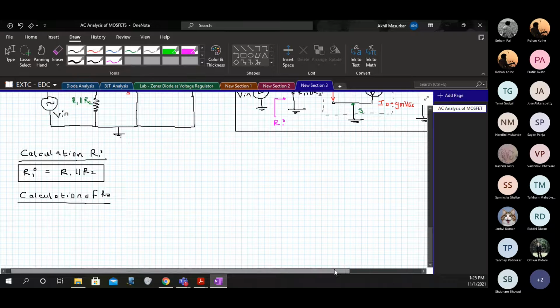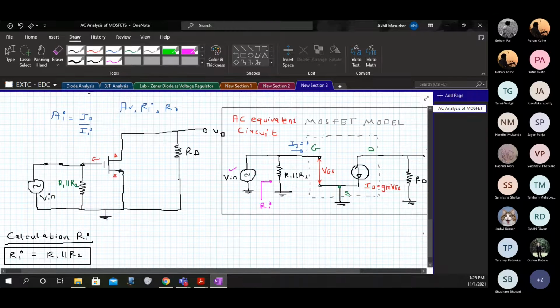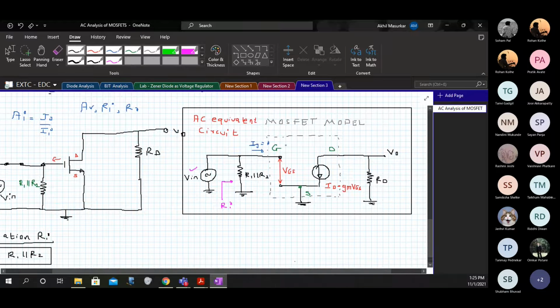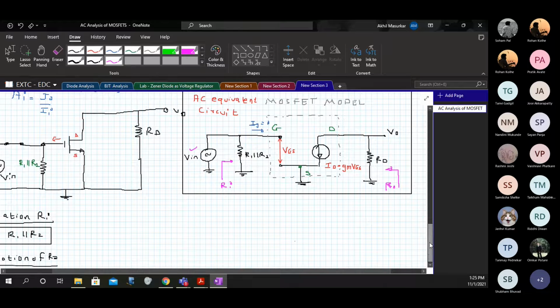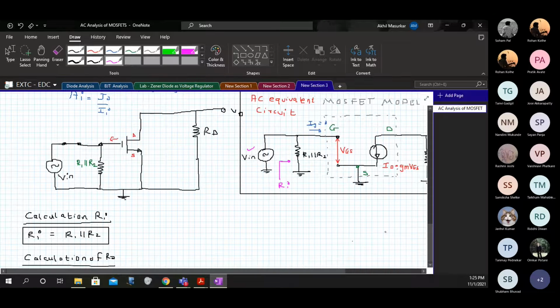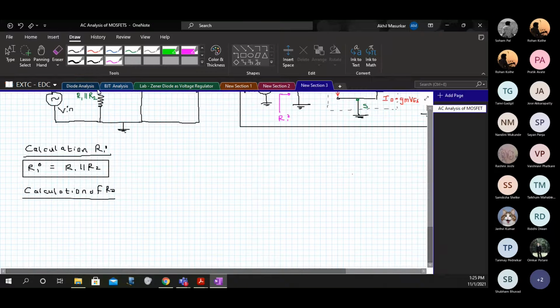it is the resistance as seen from the output side. So from here, this is going to be R0. But when you are calculating R0, what is our general condition? When you calculate R0, we have seen this in lab also, we make V in equal to 0.